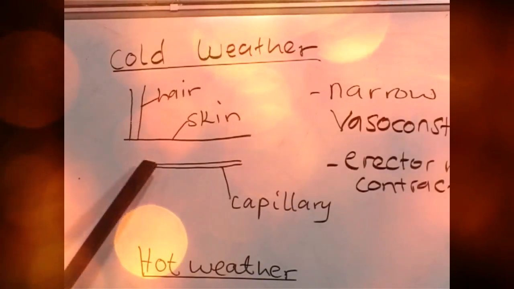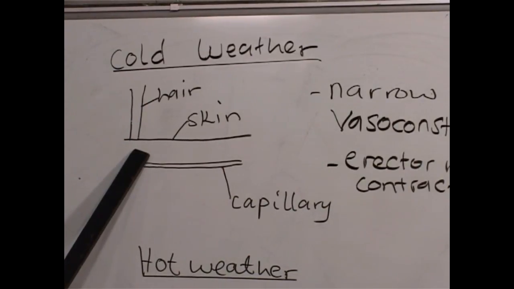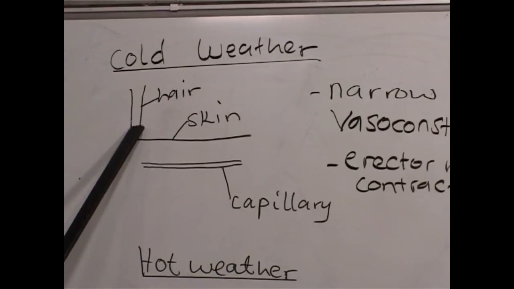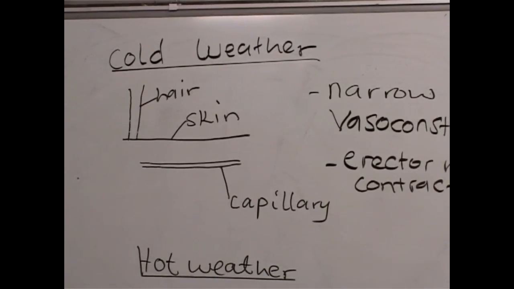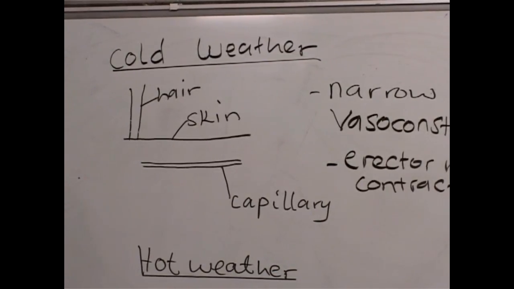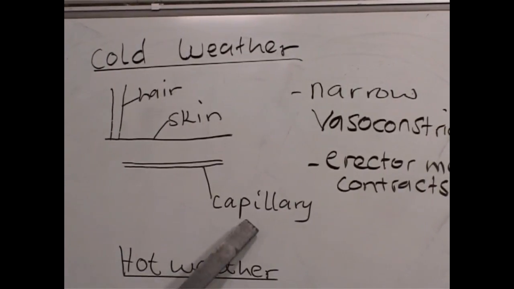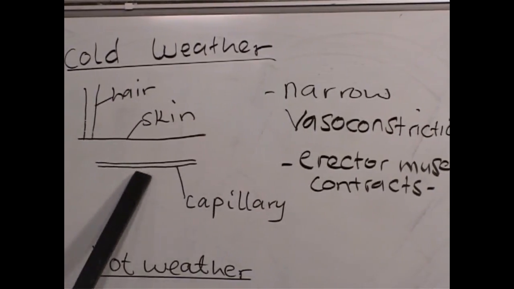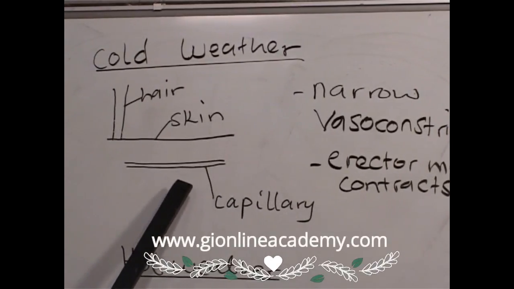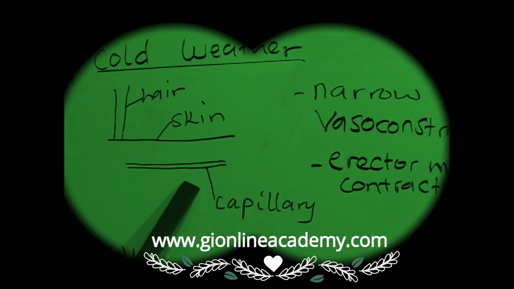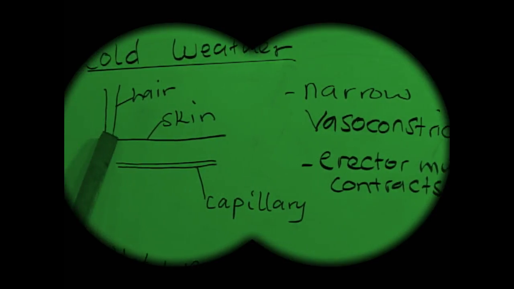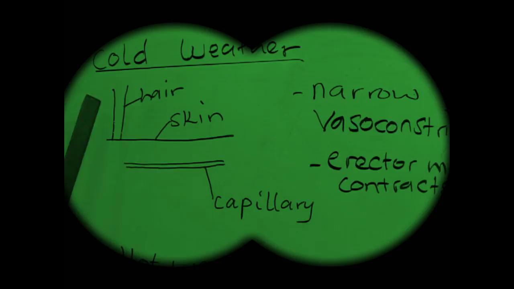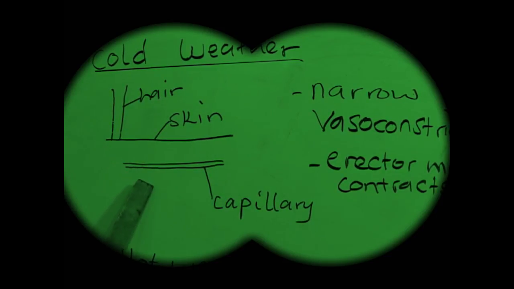When heat is trying to escape from the skin, it will not be easy because there is an insulation of air trapped between the hairs. In this case, loss of heat from your body is going to be reduced. So don't forget, when it is cold, the capillaries become narrow. There is vasoconstriction, so that less blood flows through the capillaries and less heat is lost from your body. So this reduces heat loss. Then the erector muscles contract. When they contract, the hairs stand upright. This traps the air, so heat from the body cannot easily escape.